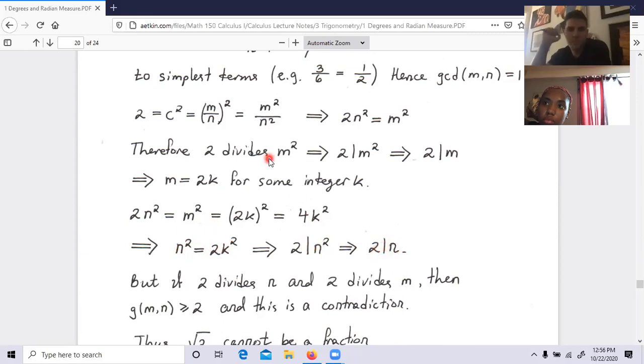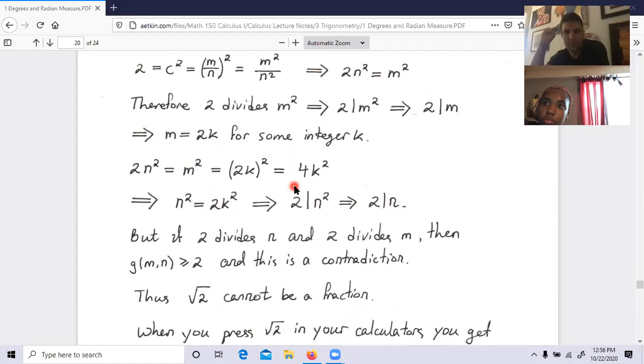But I just assumed that m and n were reduced to simplest terms. And now I observe that 2 still divides m and n. And this is a contradiction. Do you understand? What I do is I find if there is a fraction that exists. Are you with me, guys?